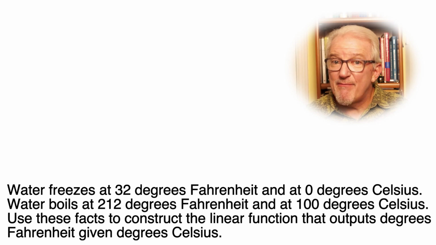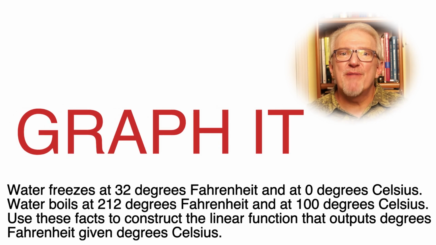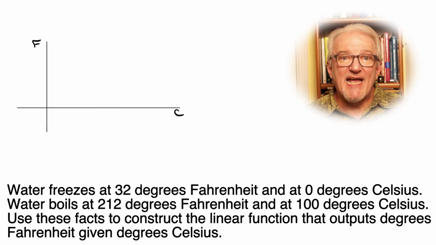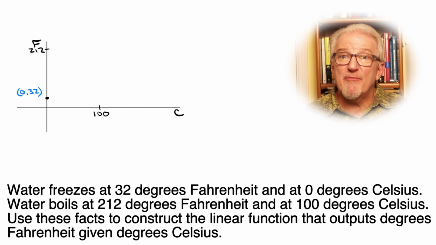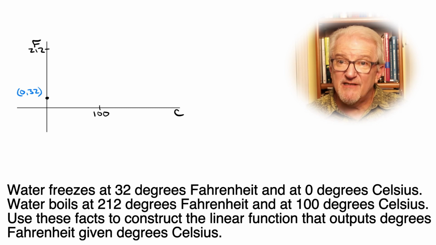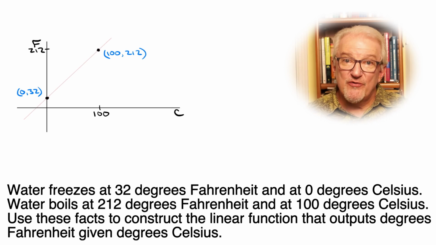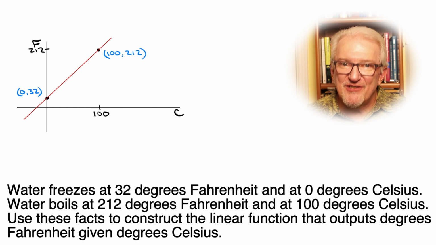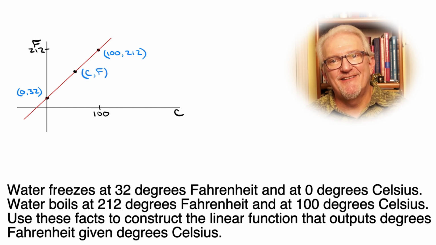Again, we begin with step 1. Graph it. We'll start with a pair of coordinate axes labeled C and F for Celsius and Fahrenheit. We'll plot 2 points, one indicating the freezing temperatures of water in Celsius and Fahrenheit, and one indicating the boiling temperatures of water in degrees Celsius and Fahrenheit. Then we'll draw the visual solution to our problem and include a generic point on this line. This brings us to step 2.